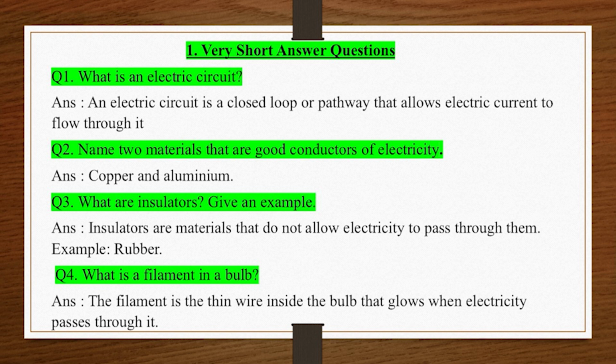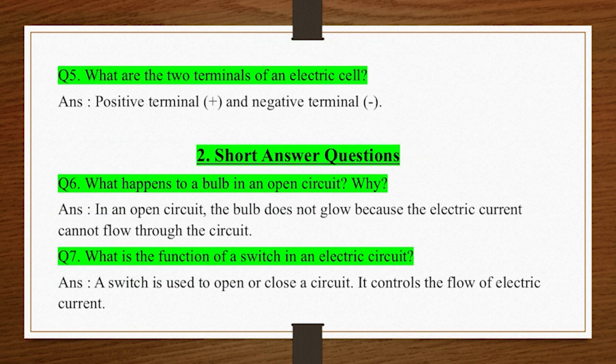Example, rubber. 4. What is a filament in a bulb? Answer. The filament is the thin wire inside the bulb that glows when electricity passes through it. 5. What are the two terminals of an electric cell? Answer. Positive terminal, plus, and negative terminal, minus.